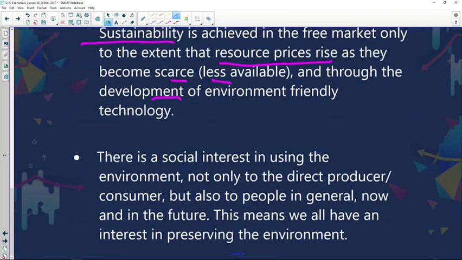So moving right along, there is a social interest in using the environment, not only to the direct producer or consumer, but also to people in general, now and in the future. So this means we all have an interest in preserving the environment because we like to go on holiday. You like to go to a game park or a game reserve and go for a drive and see the big five and so on. But if you don't take a stand to preserve the environment, then you are not going to enjoy those benefits that the environment brings to our lives.